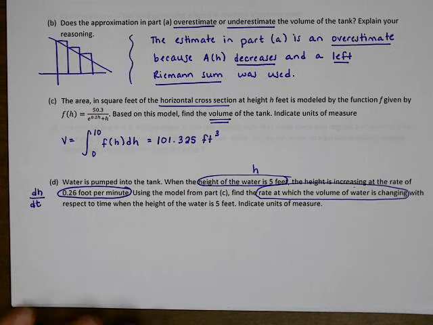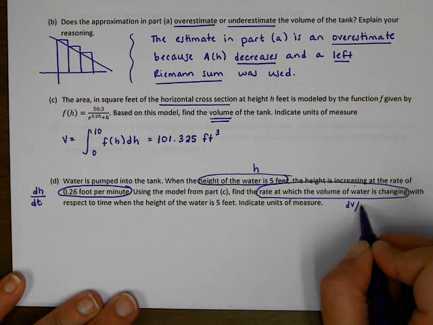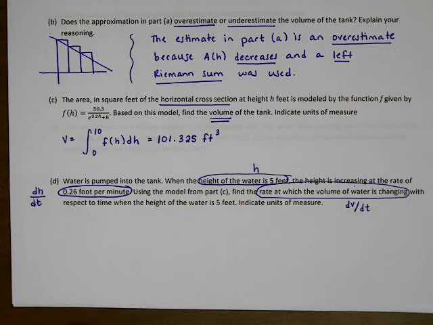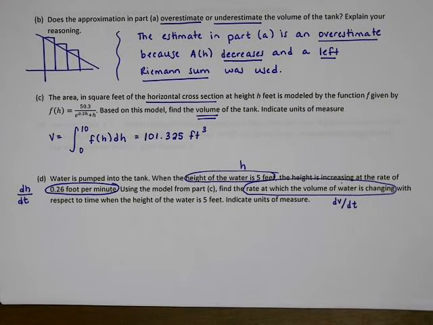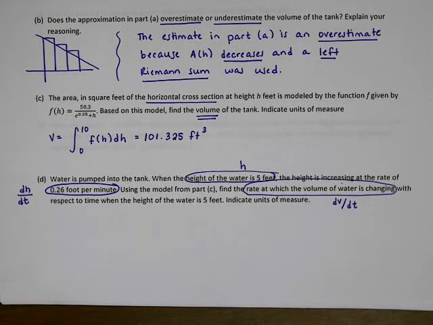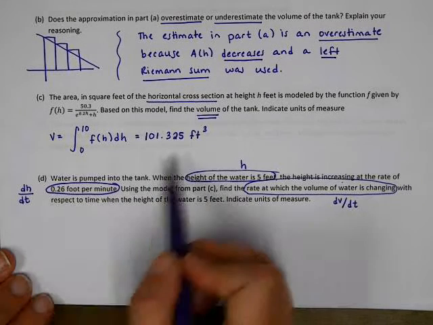As soon as I see that I've got a rate here and I'm trying to figure out another rate here, it tells me that this is a related rates question because we have rates that are related to each other. The first thing I'm going to do is set up a formula for the volume, because if I want the rate at which the volume is changing, I need a formula for the volume so that I can take the derivative.